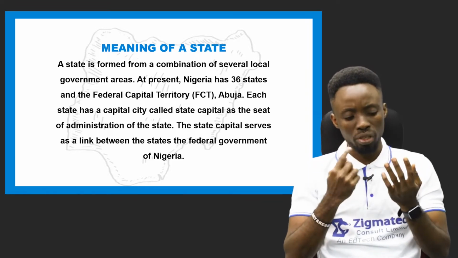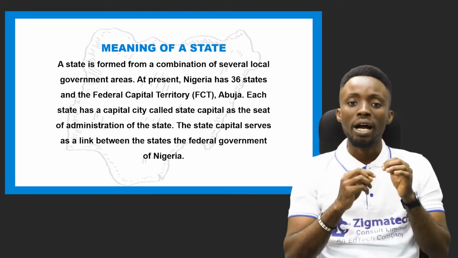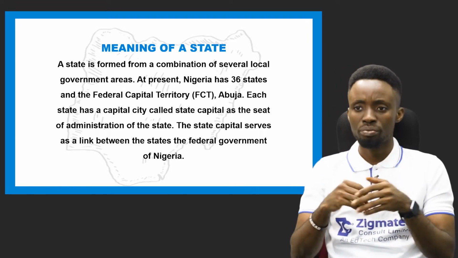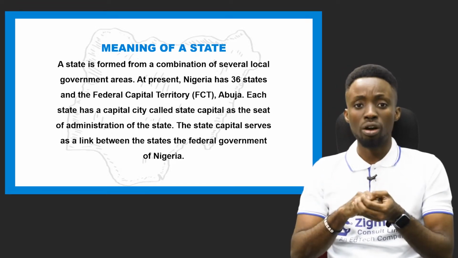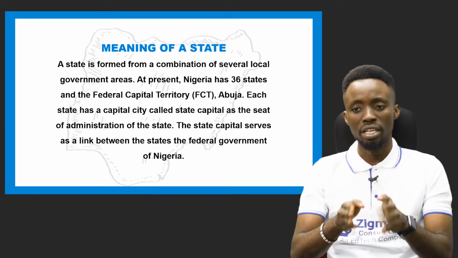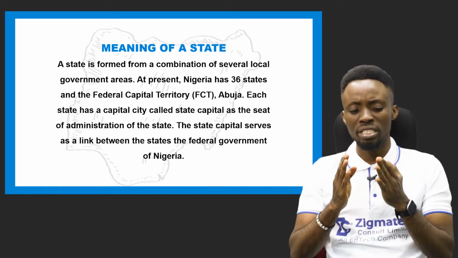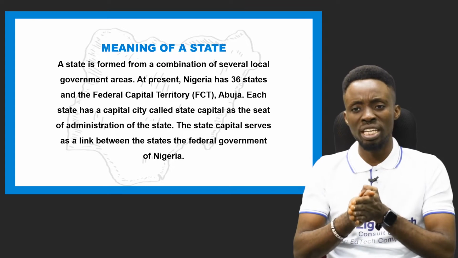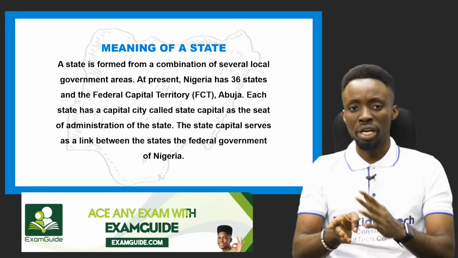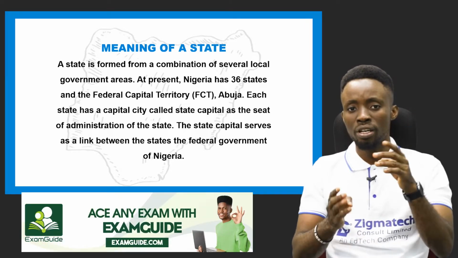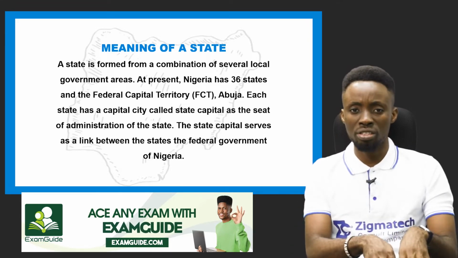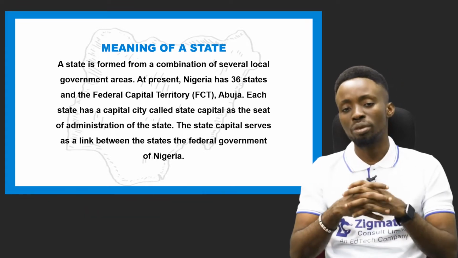And also, every state we have in Nigeria has its own capital city. And we call that capital city the state capital. And it's in the state capital where the administrative power of the state is exercised in every state. So the state capital actually serves as a link between the federal government and the state government. But if we talk about the local government area, headquarters serve as a link between the local government and the state government and also the federal government of Nigeria.